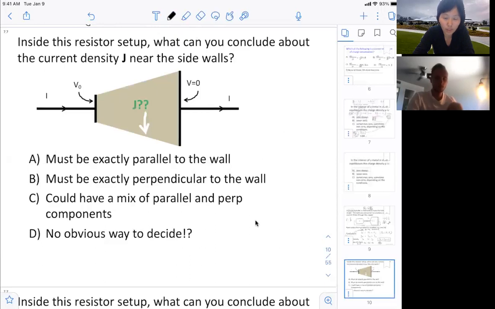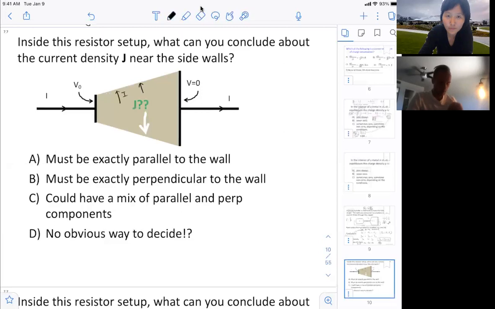All right, so we're quite split between whether J has to be parallel to the wall or perpendicular to the wall. So if I draw a current flowing perpendicular, meant this way, right? Current flowing this way. Do you think that's okay, or was that problematic?